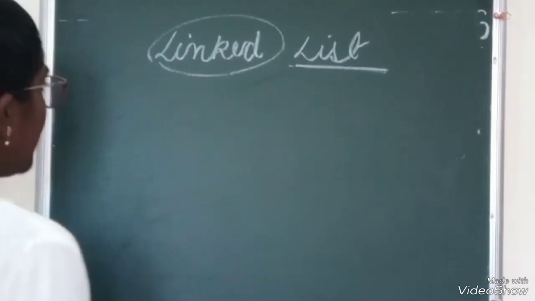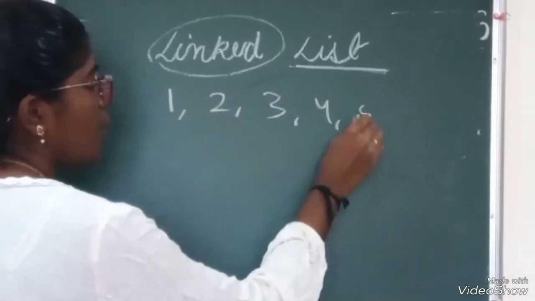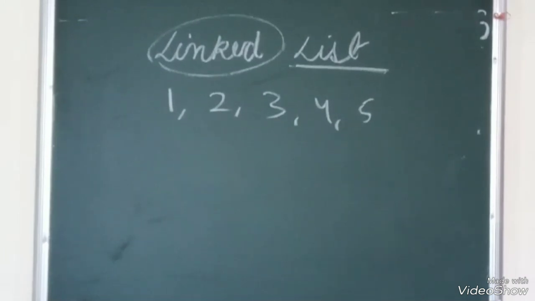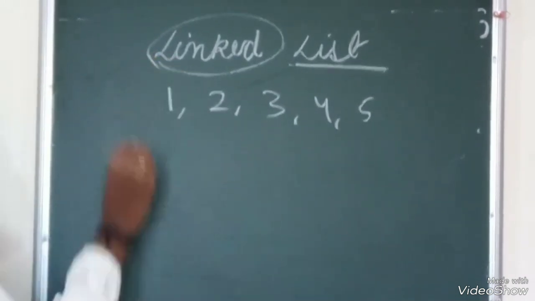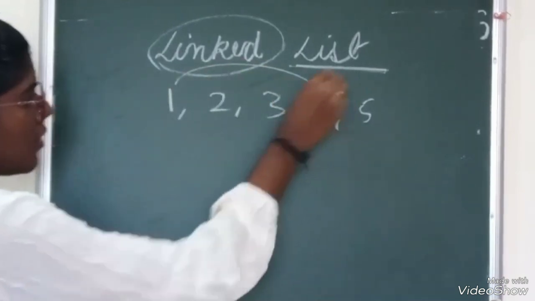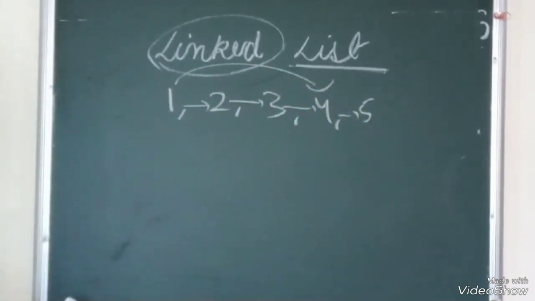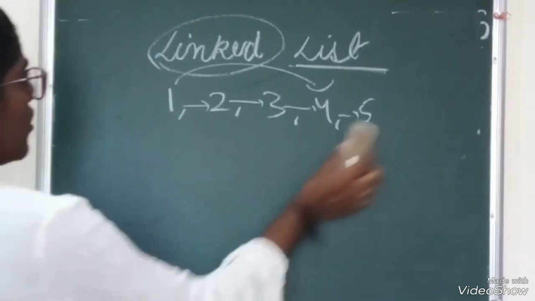Suppose I have data like 1 2 3 4 5, the same data I mentioned earlier in the arrays. Now I want to link these data, like if I want to traverse from here, I want a link to be established between this data. How do I do this?